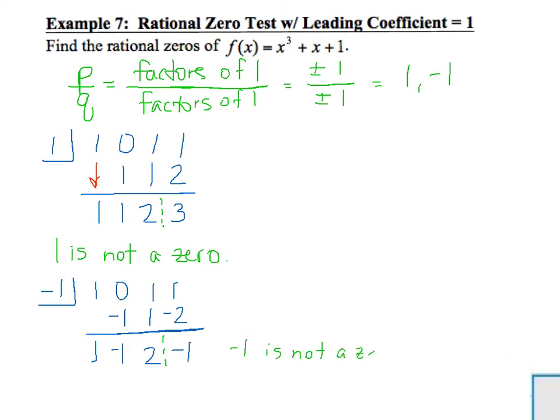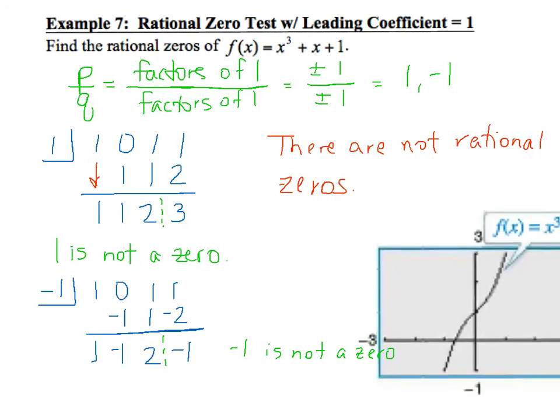So if you find out that you don't have any zeros, then this problem, x cubed plus x plus 1, does not have any rational zeros. So there are no rational zeros. This is rare that this happens, but it does occur.